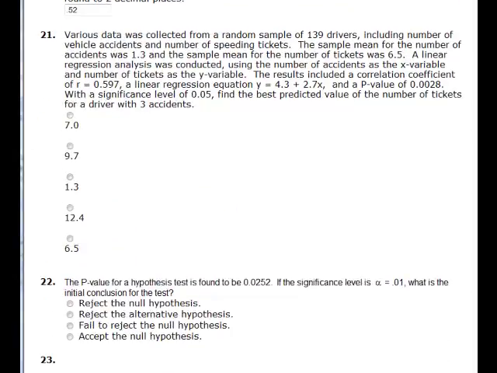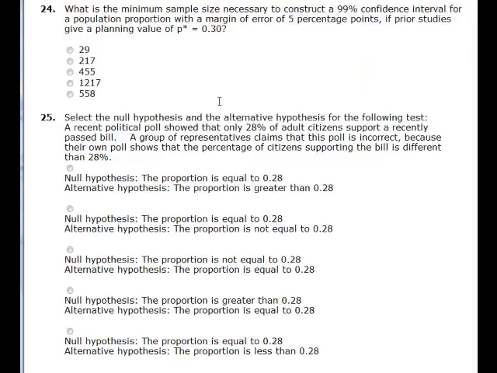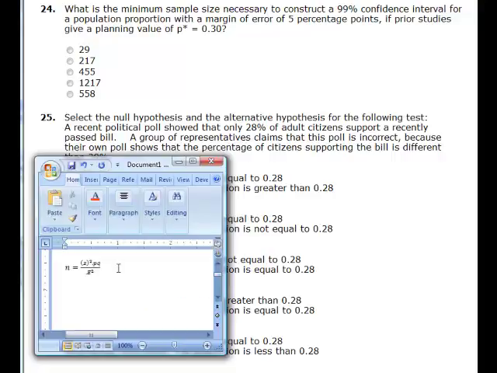Okay, next question. Okay, the minimum sample size that we need to construct a 95% confidence interval if we want a margin of error of 5 percentage points and a planning value, which means a value that we already can guess for p of 0.30. Okay, so here's the formula that we're going to use for this one. Since we do have an estimate for p, or p hat, the z is going to be our critical value, so we need to find a critical value for an alpha of 0.01.